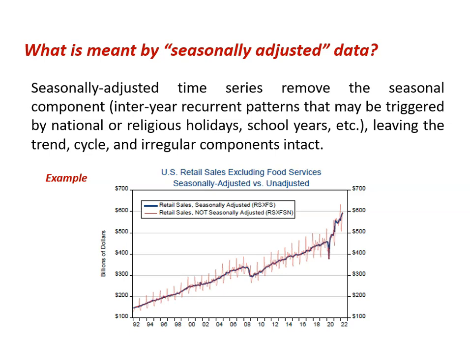The slide shows retail sales data, both seasonally adjusted and not seasonally adjusted. The red line has the recurring inter-year pattern due to holiday shopping, in which retail sales spike in November and December. The seasonally adjusted measure statistically removes that recurring pattern.